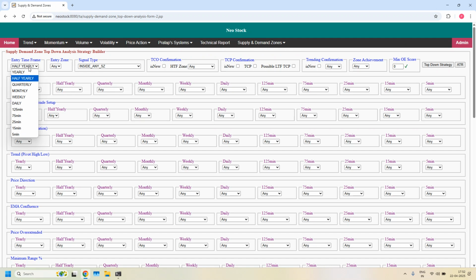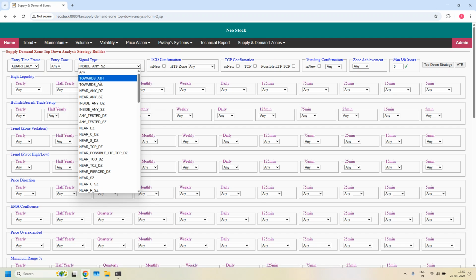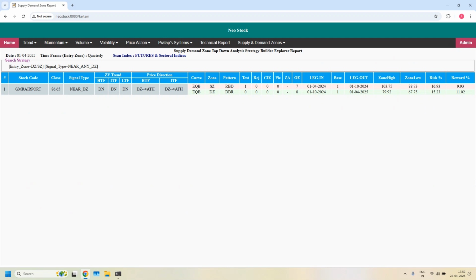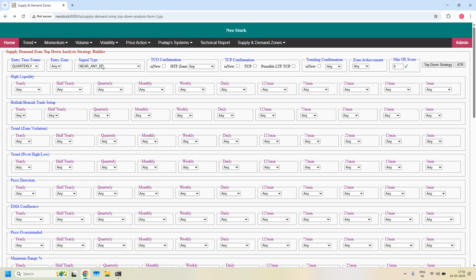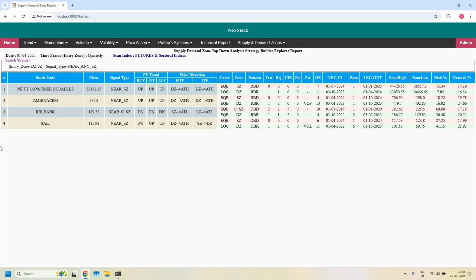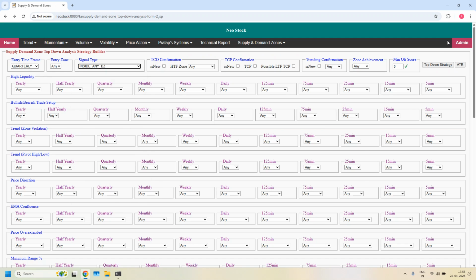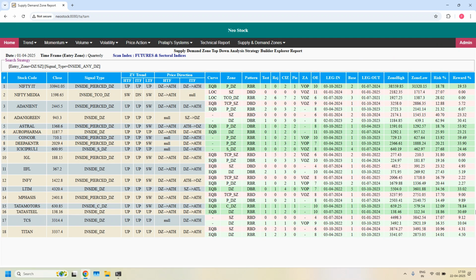Next time frame, quarterly, stocks near quarterly demand zone, we got 1 stock. Next, stocks near quarterly supply zone, we got 4 stocks. Next, price closed inside the quarterly demand zone. We got 18 stocks.